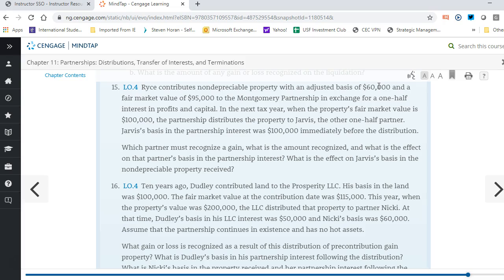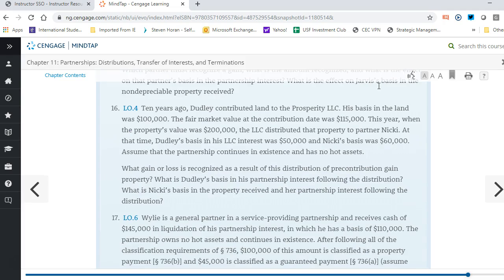It also, though, does increase the basis in his property interest. So his partnership interest basis goes up by $35,000. Jarvis would also increase his basis in the property by the same amount, to 95. So both Jarvis and Rice increased their basis by $35,000. Okay, and that's the situation. So Rice will have to pay a capital gain tax on this, even though he didn't receive cash for it, the partnership did.